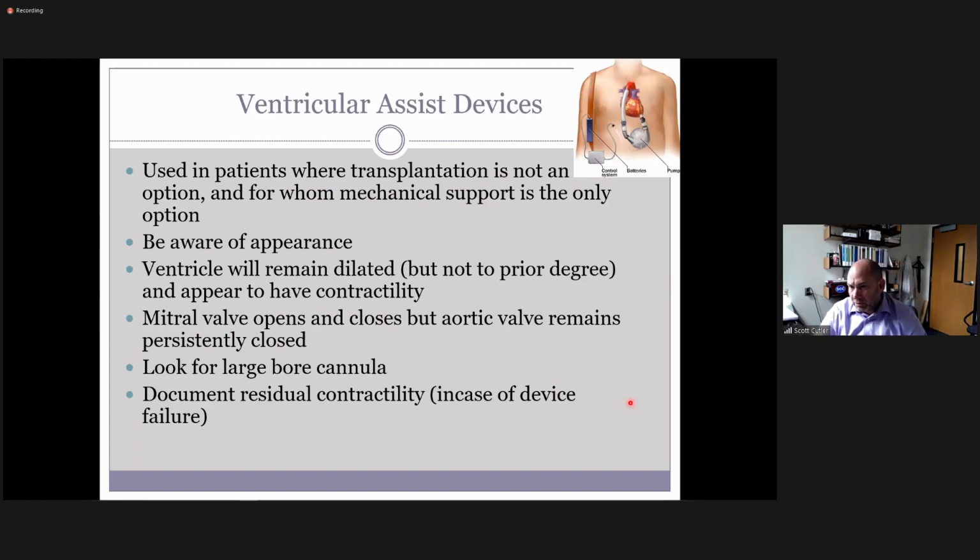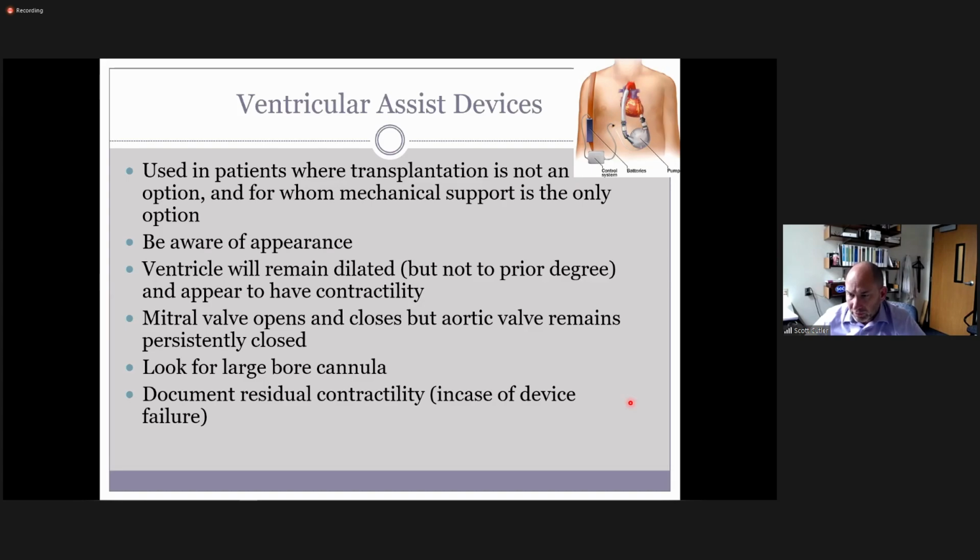Okay, LVADs. So we talked about LVADs. It's used where transplant is not an option, or if they're holding up to the very last minute. It's for patients for whom mechanical support is the only option. Again, it's just going to keep them going for a while.